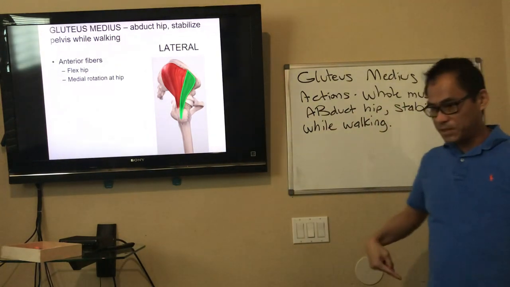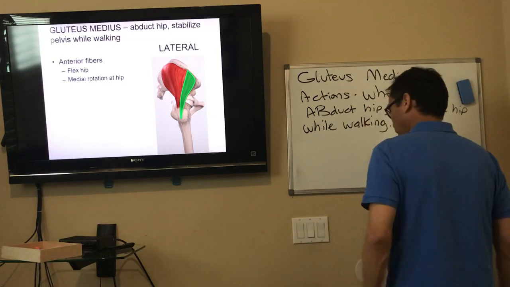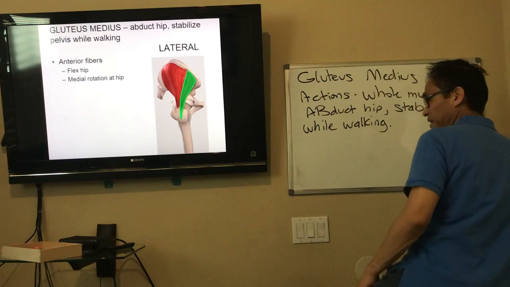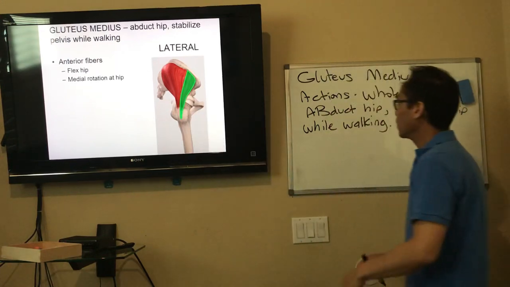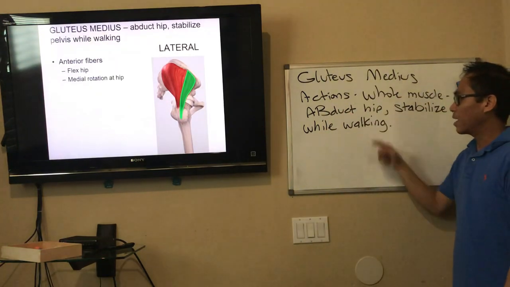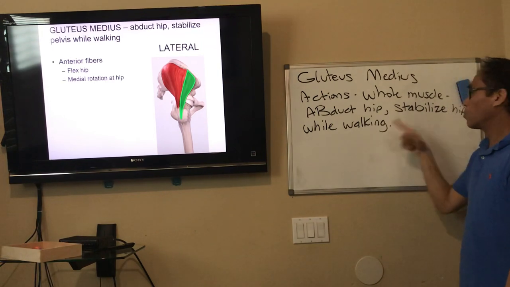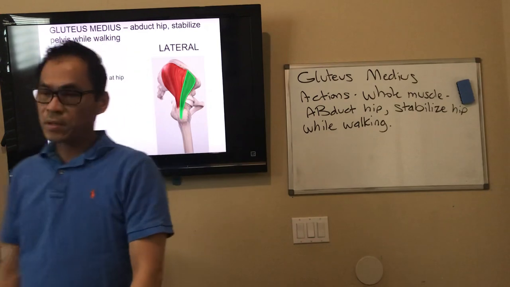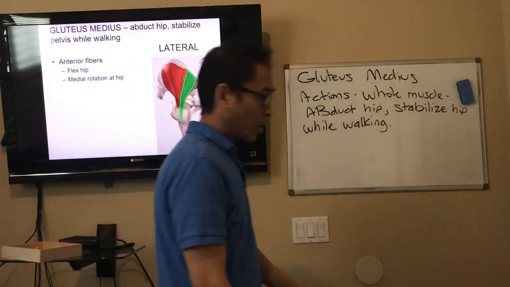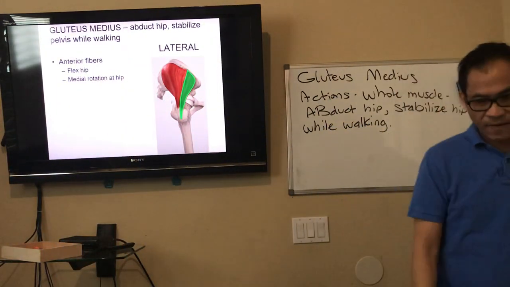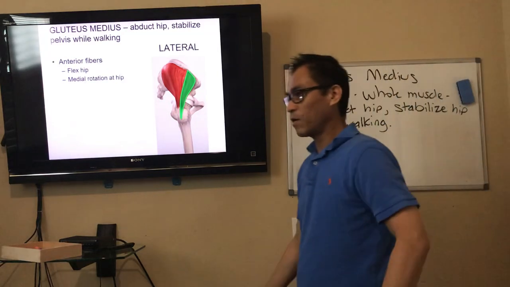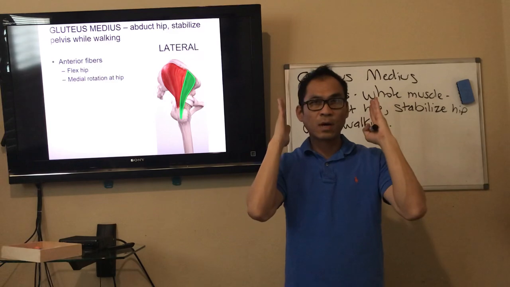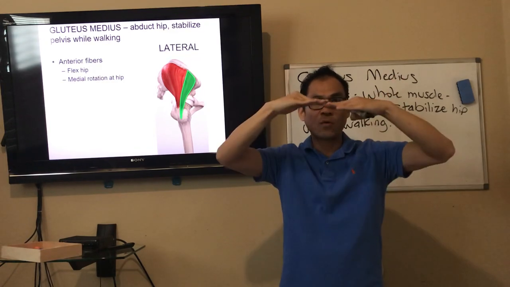So abduct hip is, again, looking at it from the posterior view, if I bring my hip all the way out, I know it's hard to see my lower extremity, that's why I tried to do animations up here, but bring your hip out, and that's abduct hip. Stabilize hip while walking. When you walk, there's a part of your gait we call the swing phase, where one foot's on the ground, the other foot's swinging forward. When you have one foot on the ground, your pelvis stays stable in a horizontal line.